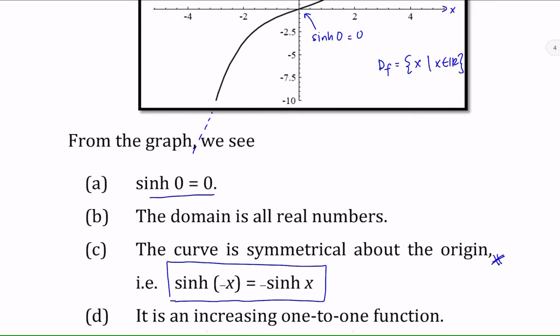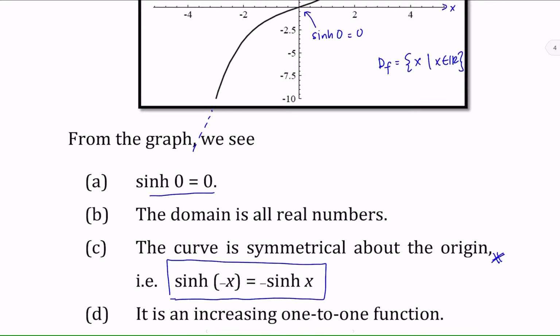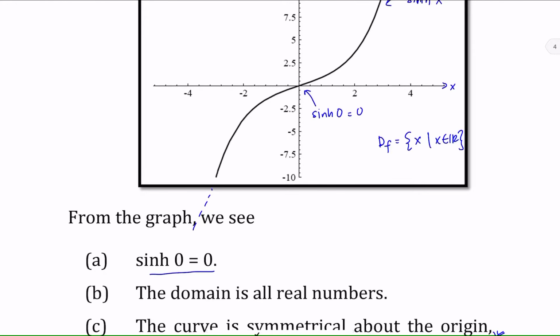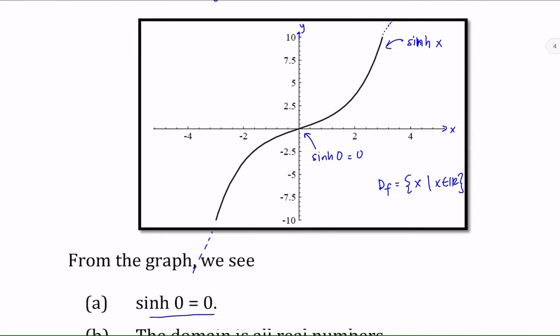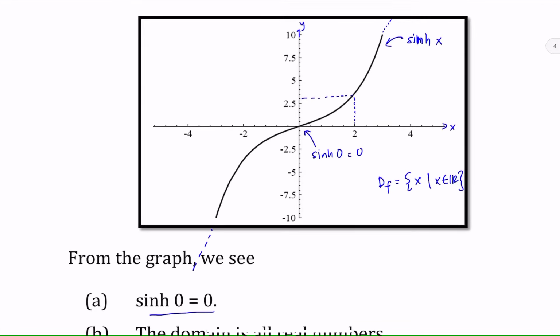Okay, this is the graph, and it is an increasing one-to-one function, meaning increasing from negative to positive. One-to-one function means that if we have one value of y, we only have one value of x. So for example, if we have one value of x here, we only have one value of y. So that is a one-to-one function.